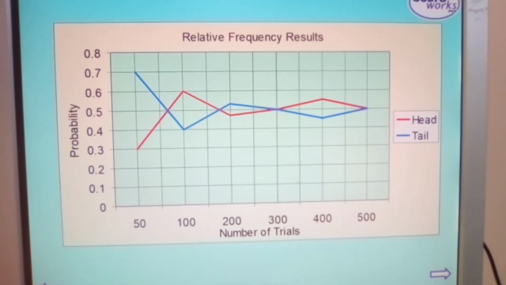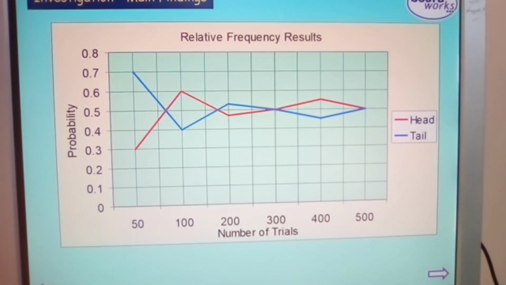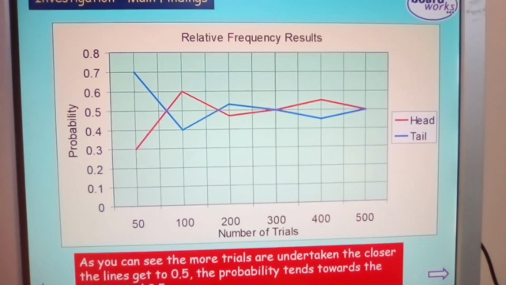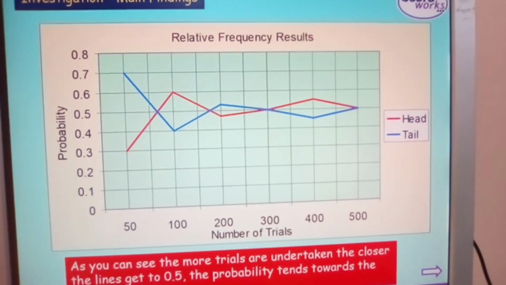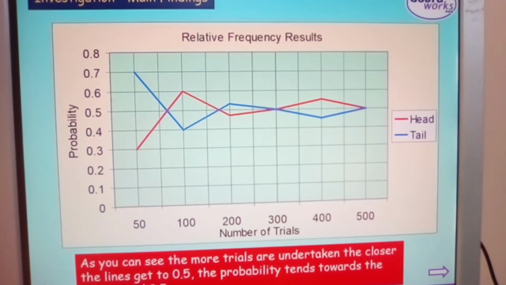And you can see that they almost intersect and meet at that point in time. Almost no difference. As you can see, the more trials are undertaken, the closer the lines get to 0.5. The probability tends towards the theoretical.